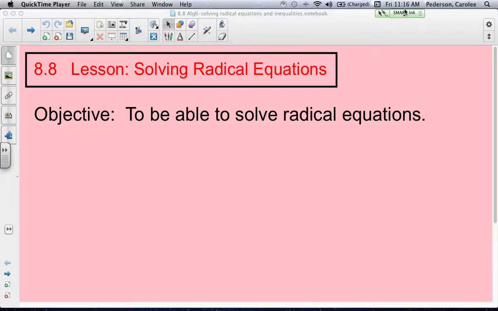This is 8.8, solving radical equations. Today we're going to solve radical equations for the variable x. Sometimes we'll have cube roots, sometimes we'll have square roots, and the thought process is to solve by undoing.